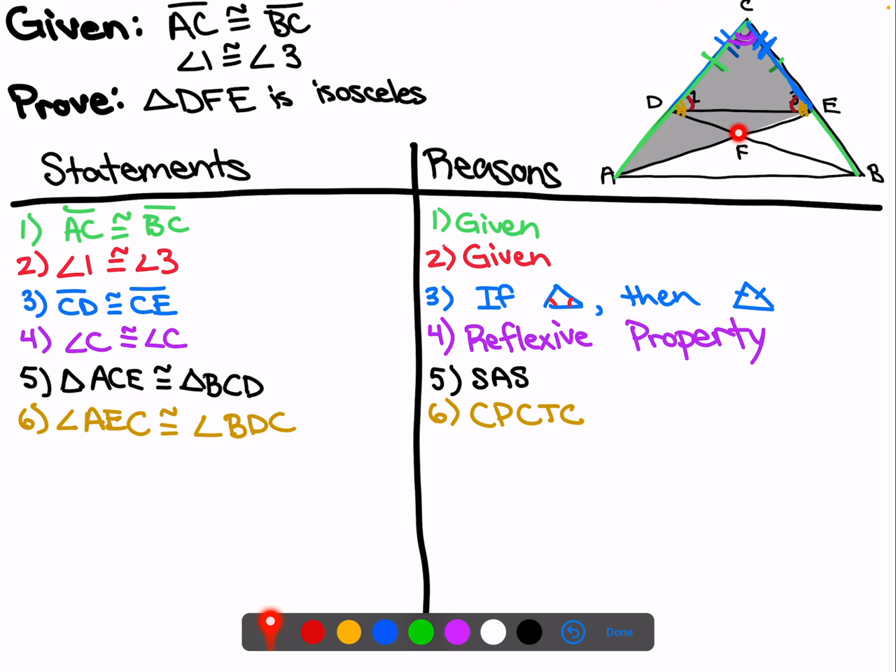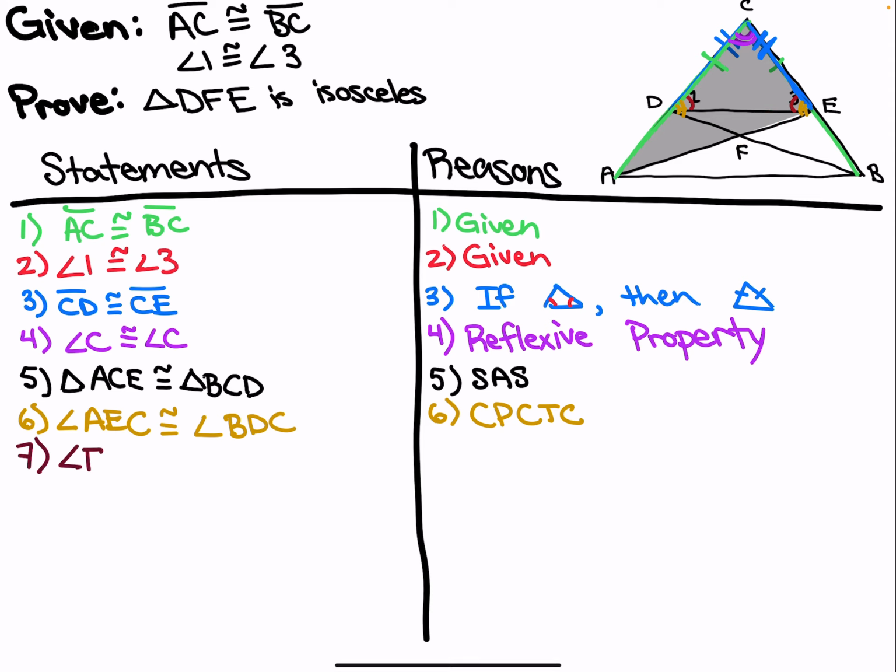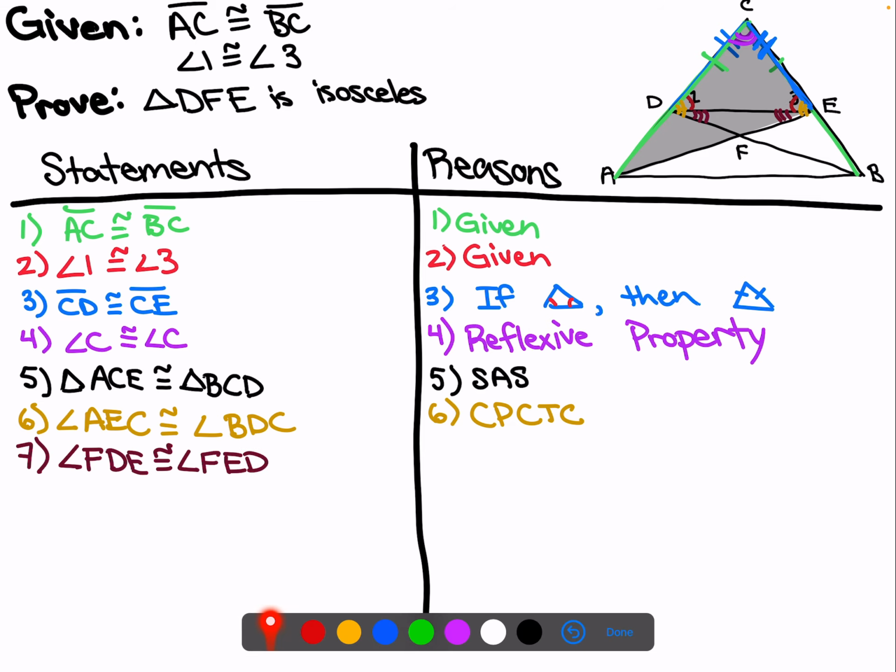Now, what would happen if I took away the red angle from the gold angle? Well, I'd be left with angle FDE, and I'd also be left with angle FED. So that's exactly what we're going to do. I'm going to say angle FDE is congruent to angle FED, and all I did was I took away the red angle from the yellow angle.